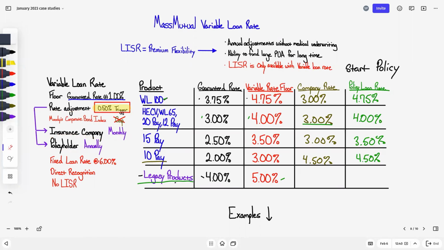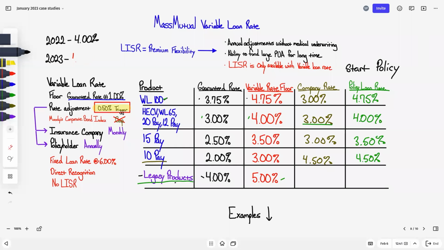So if you start a policy, let's go through a brief example here, in 2022, and your loan rate is 4% when you first start. In 2023, let's assume Mass Mutual's variable loan interest rate is 4.3%. So their rate increased a little bit from when you started. That 0.3% is less than that 50 basis point trigger. So what that means for 2023, your loan rate will remain 4%.